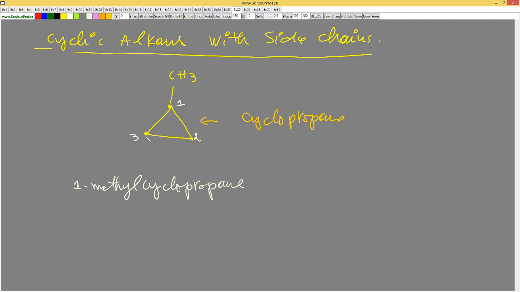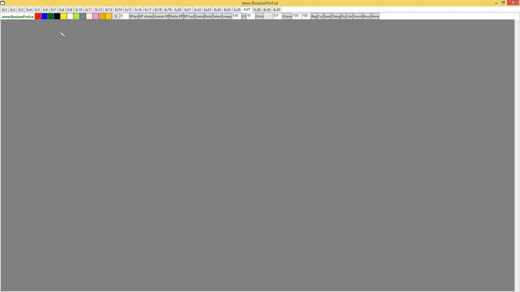And because here there is no confusion, we omit this one here. The one that we have here, we don't have to put it. Why? Because we know that it will be in first. So we call it only methyl cyclopropane. Another example now. Say I have this one. 5 carbons, a pentagon. And say I have this one here, CH2, CH3. And I have one here, CH3.